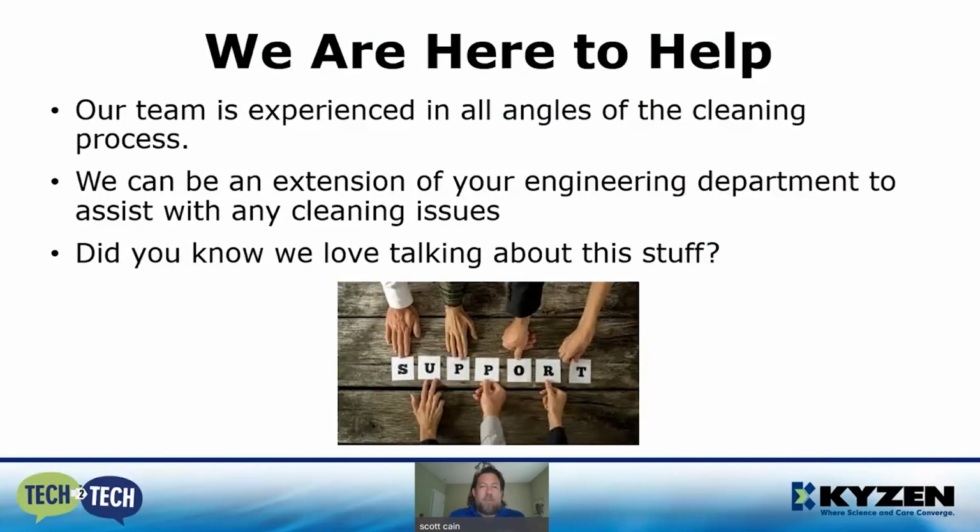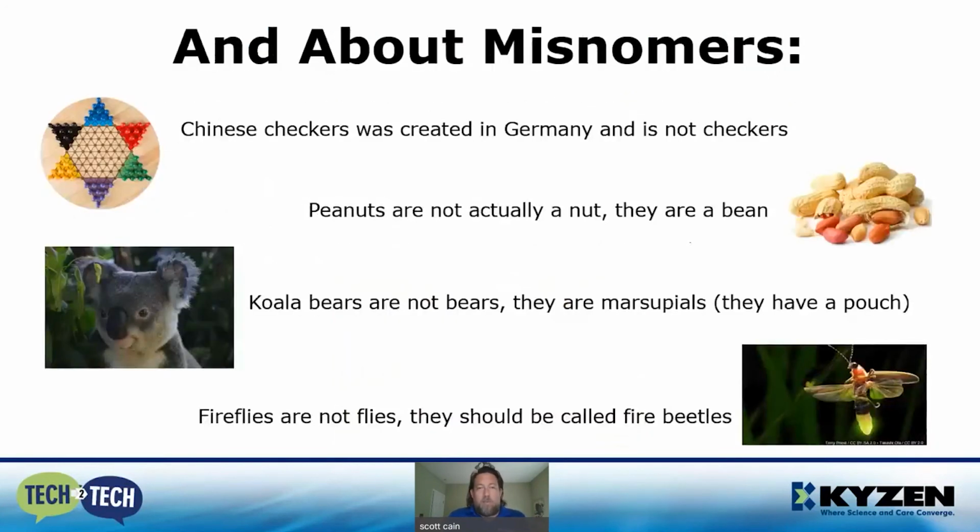So now the reason you all stuck around, you want to know what these misnomers are. Chinese checkers were actually created in Germany, and it's not really checkers. Peanuts are not actually a nut, they're a bean. Those cute little koala bears are actually koala marsupials. My personal favorite is fireflies, which are not flies. They should be called fire beetles or lightning bug beetles.